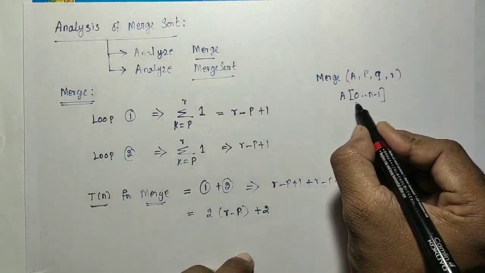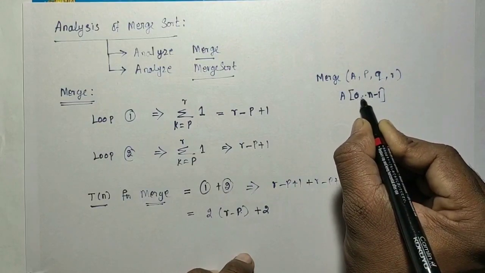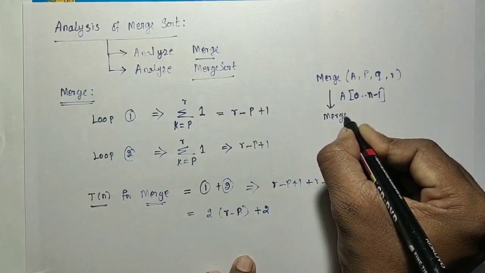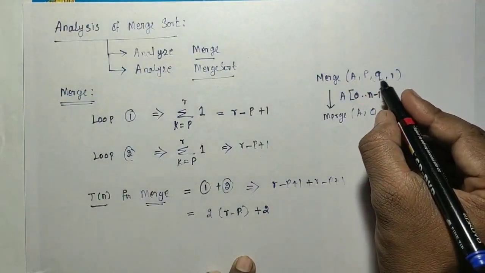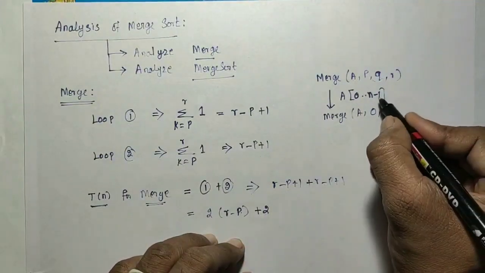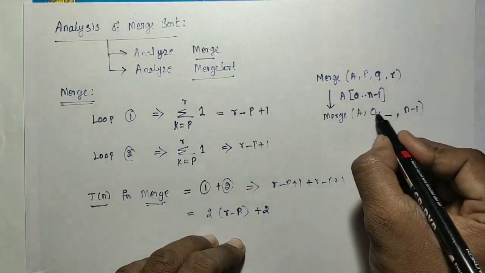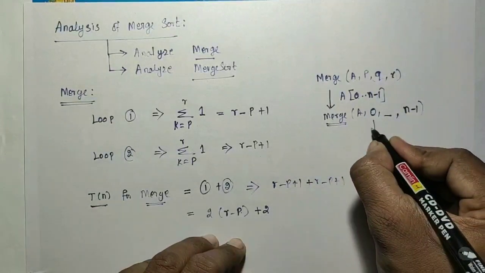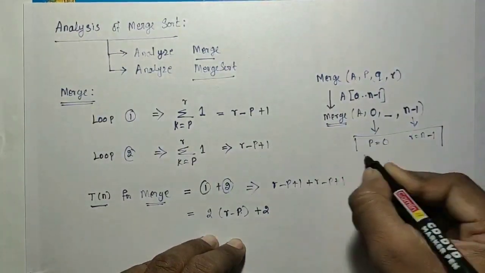So if I want to apply the merge algorithm to the entire array, where all n elements are involved, I need to call merge of a, with the starting index passed as 0, q as the middle element, which is a value between 0 and n−1, and r as the last index, which is n−1. So in the worst case, if all the elements in the array are involved in the merge algorithm, p equals 0 and r equals n−1, so I have to substitute that here.